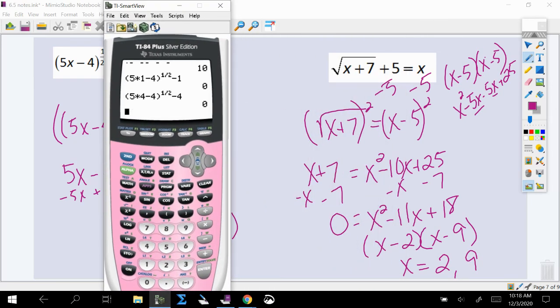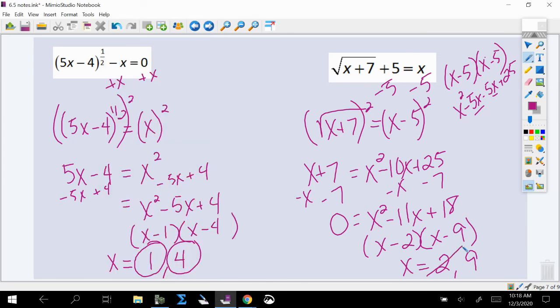So to check each of them, it doesn't matter which one you check first. I'm going to check 2 first. So the square root of 2 plus 7, plus 5. Let's see if that equals 2. It doesn't, so that's out.